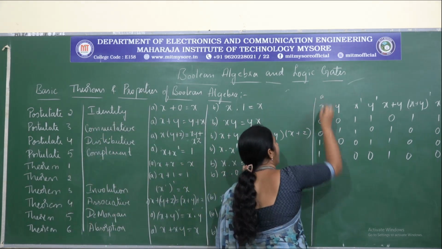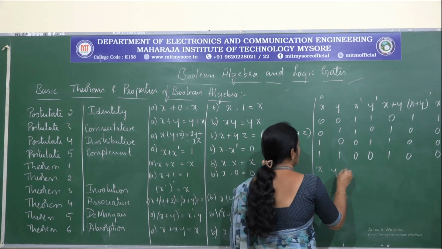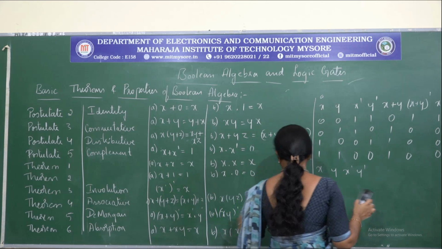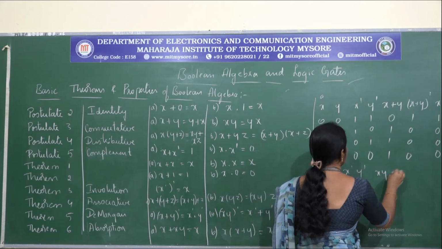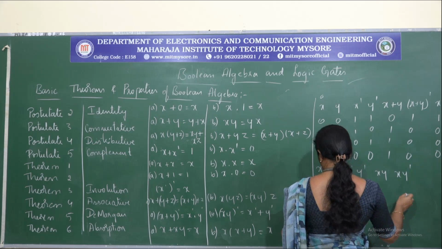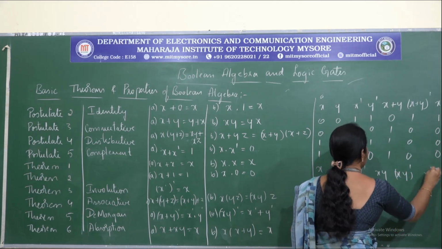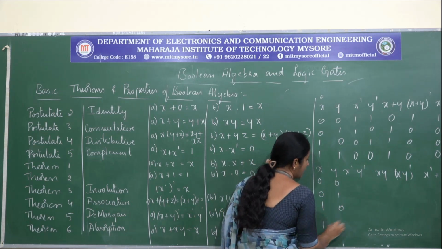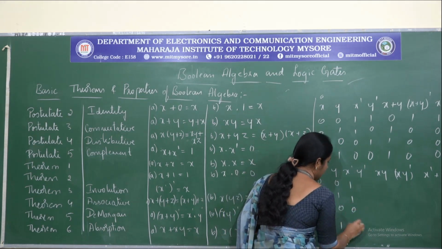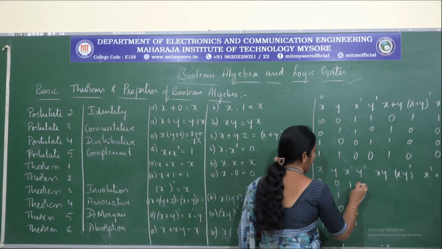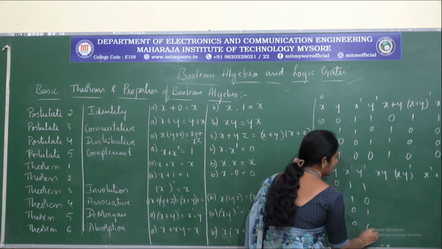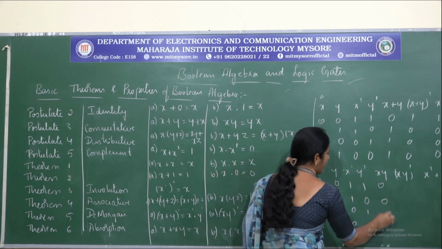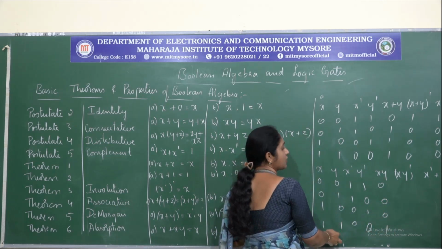Next, if you consider part B, what do we have? We have xy, then we have xy whole complement, then we have x dash plus y dash. Let me consider 0 0, 0 1, 1 0, 1 1. Next, complement of x and complement of y. x into y is 0 since it is an AND operation, so we get 0 for all except for the last combination.